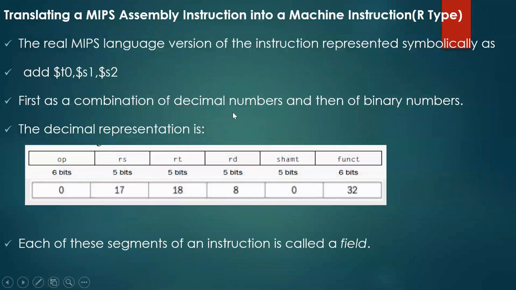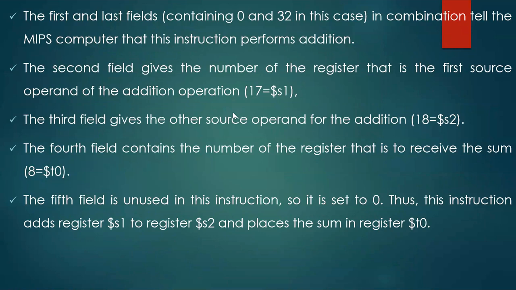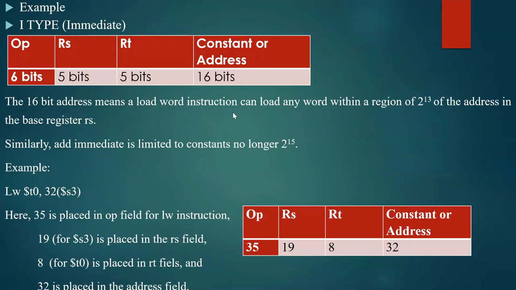That is, the six fields are going to be filled likewise in an R type. Then this decimal number is going to be converted into binary, that is zeros and ones. So this is how any high level language is going to be converted into machine level language, right? As I said, the first and last fields contain 0 and 32, which tell the instruction to perform addition. The second field gives the register: $s1 is 17, $s2 is 18, $t0 is 8. So normally you're going to perform it, right?